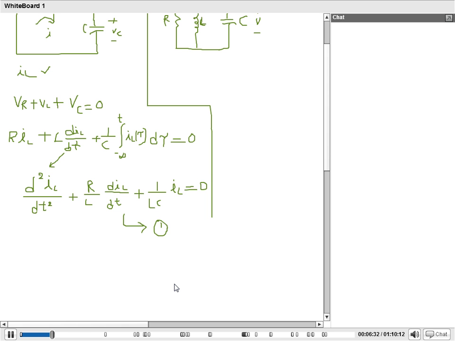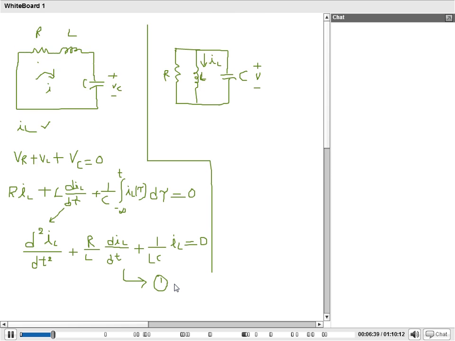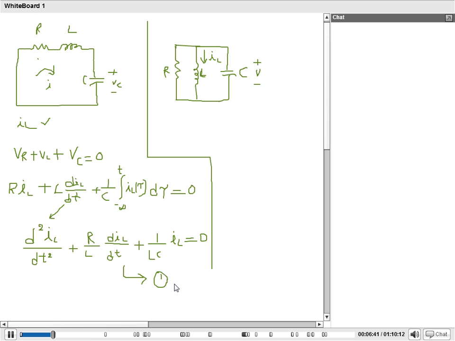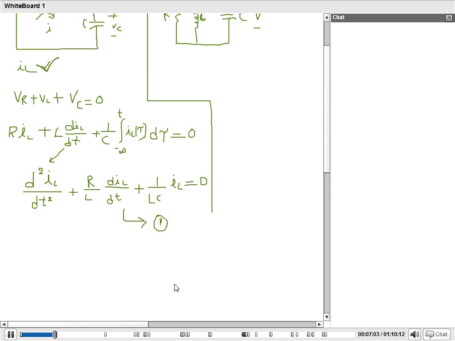Now I am telling how to write the expression, how to write a second order differential equation. Then I will teach you how to solve these second order differential equations. Now for the same circuit, RLC series circuit, I chose IL, the current flowing through the inductor, as a variable. So I got the second order differential equation in terms of IL. If you solve this equation, you will get IL of t.